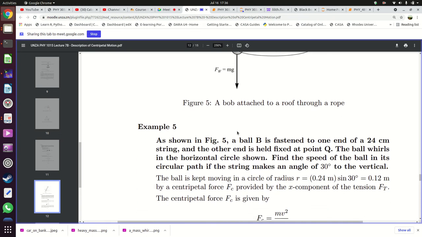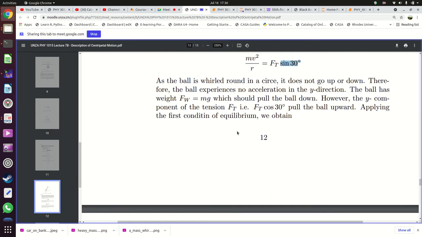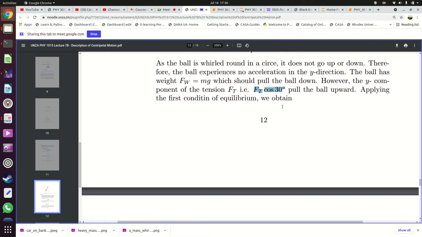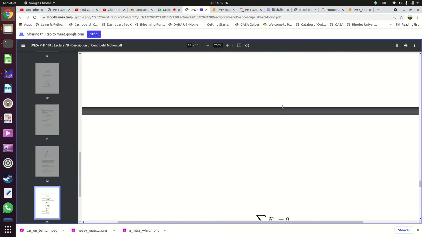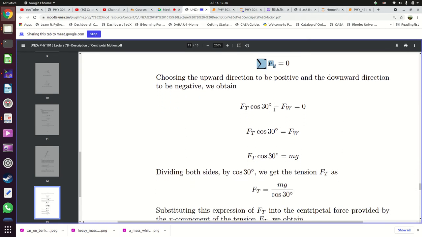So the acceleration of the bob in the y direction is equal to zero. There's no acceleration in the y direction because the vertical component of the tension is pulling the bob up with the same amount of force, which is equal to the weight of the bob. So the summation of the forces in the y direction is equal to zero. If we choose up to be positive, we have FT cos theta minus the weight of the bob equal to zero. Then we move this bit to the other side, and you end up having FT cos 30 degrees equals the weight.